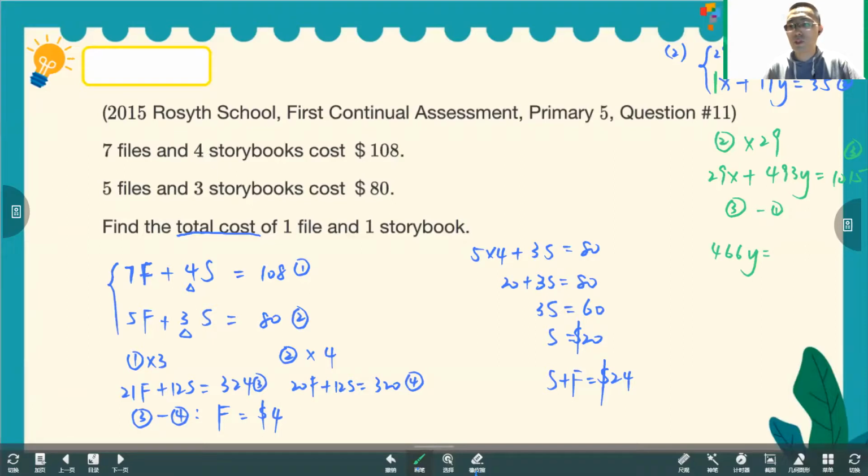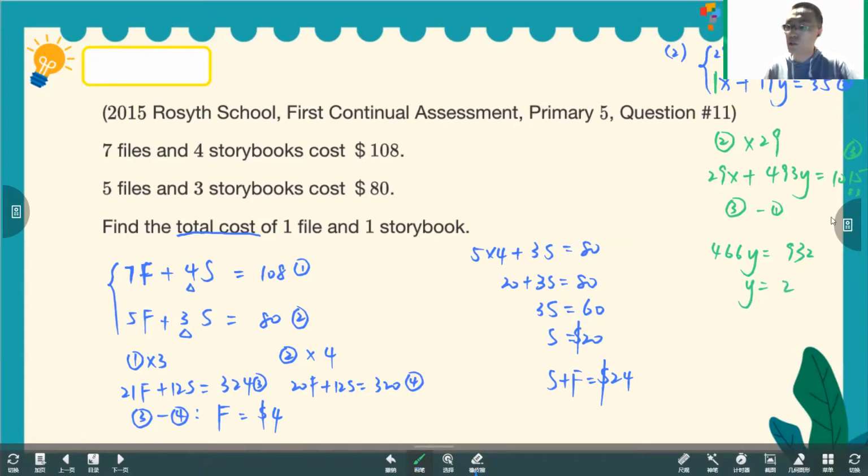466y. It will be 283. So this is 2. This is 9. So 932. Yeah, if you're number sensitive, if you've done lots of multiplication, division, you will see these two numbers very familiar because 466 times 2 is 932.